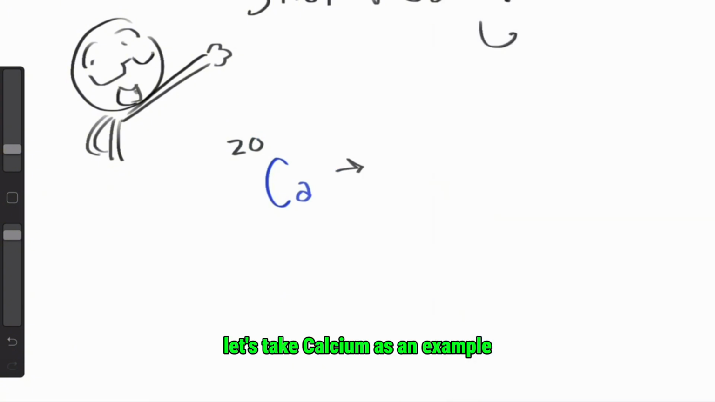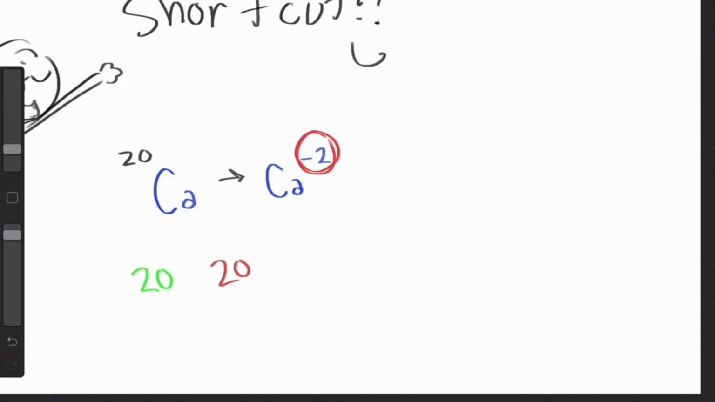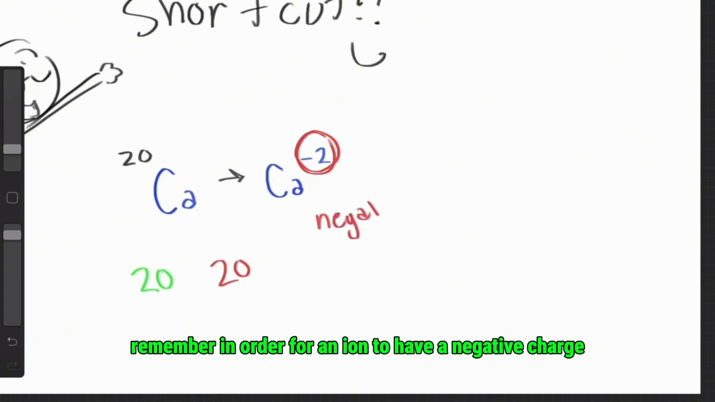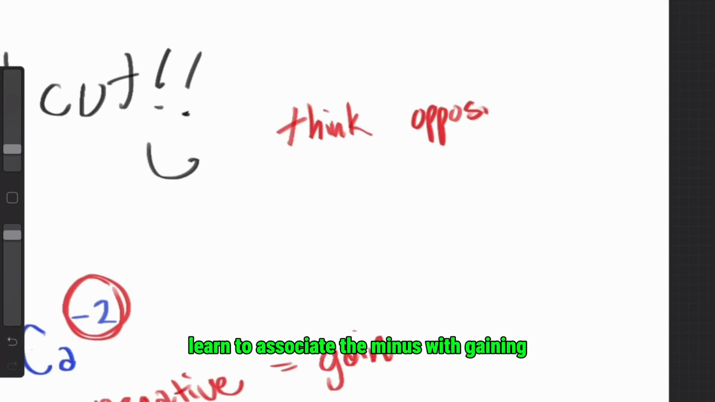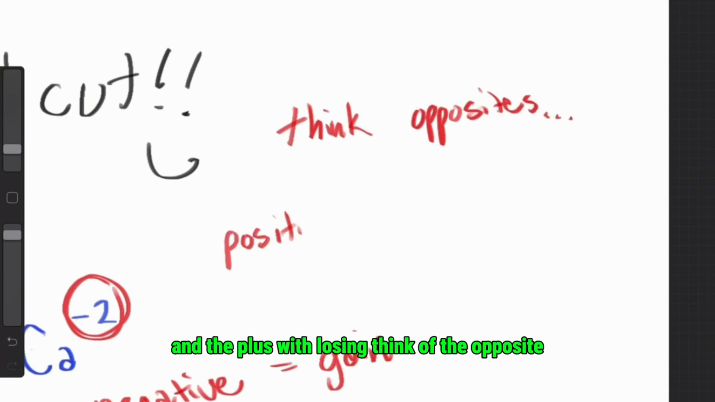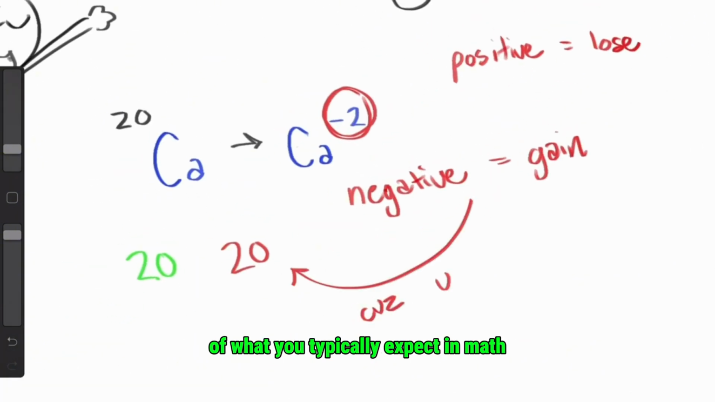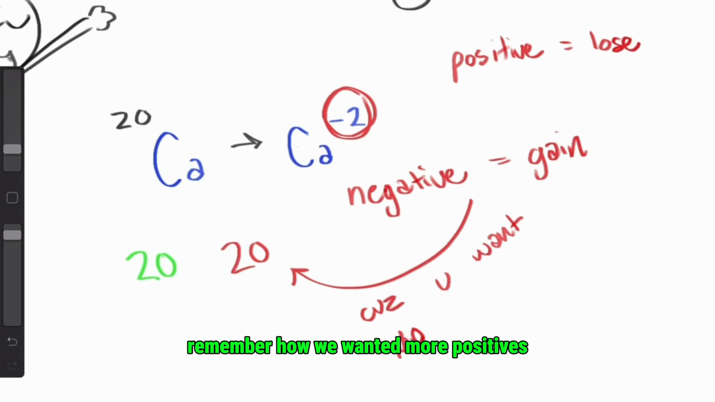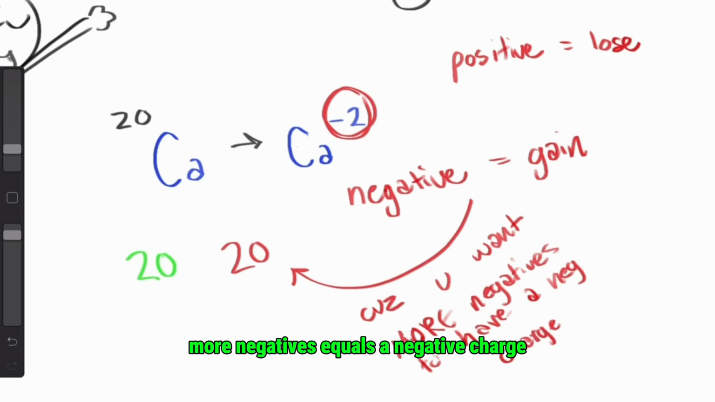Let's take calcium as an example. This atom has 20 protons. Together, let's make it into an ion with a negative charge of 2. Remember, in order for an ion to have a negative charge, it must gain electrons. Learn to associate the minus with gaining and the plus with losing. Think of the opposite of what you typically expect in math. Remember how we wanted more positives for a positive charge? Now it's the opposite. More negatives equals a negative charge.